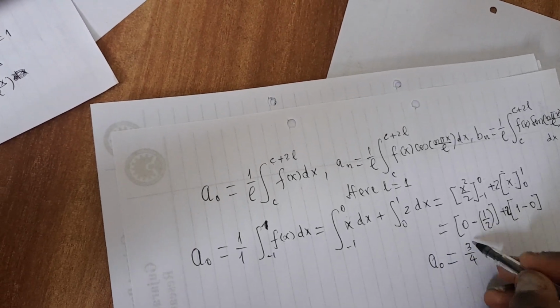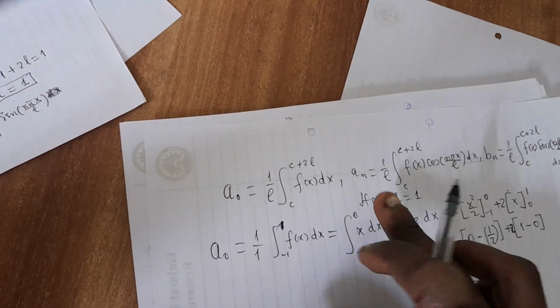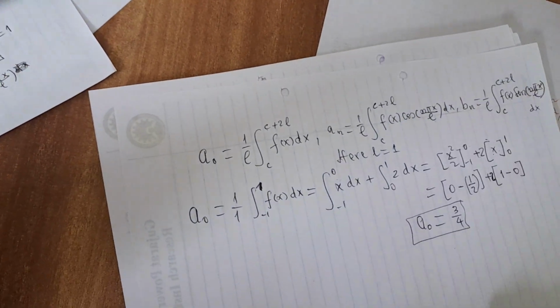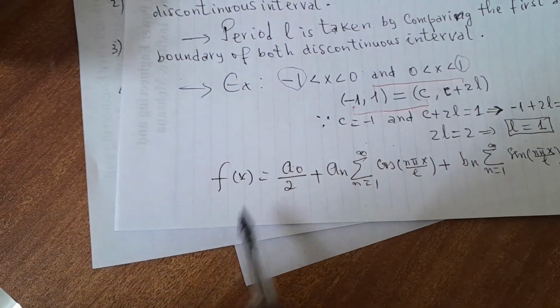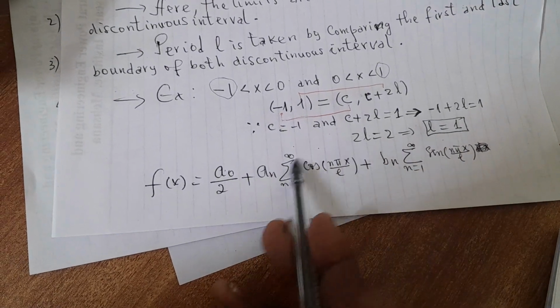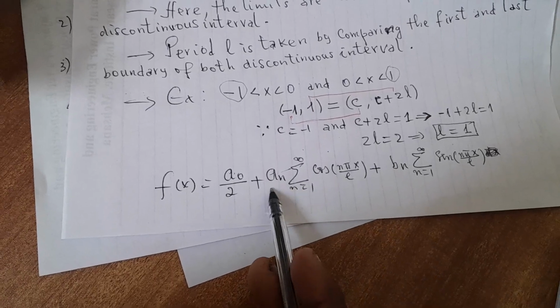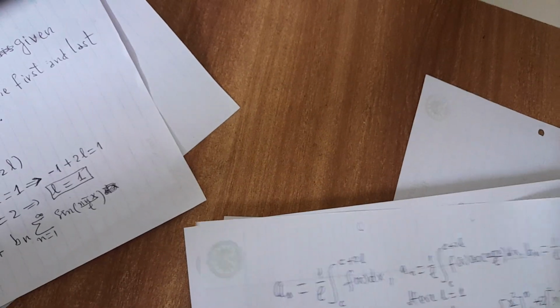Okay, this is a0. Now as you found a0, we are going to find what is an, bn. Then we can build up the function f of x in the form of a Fourier series like this one. We just start to find what is bn, what is an.